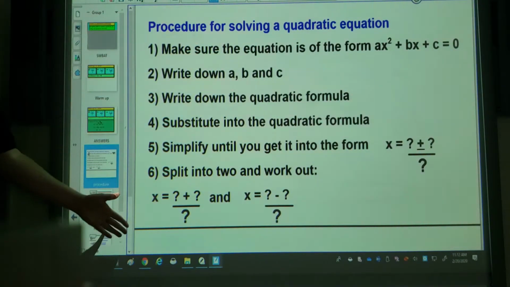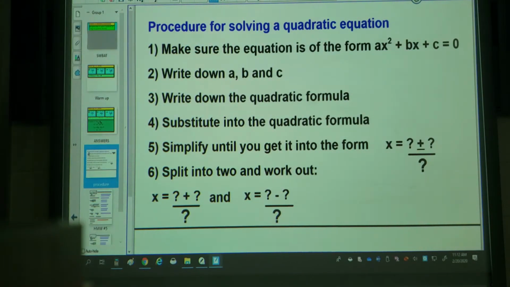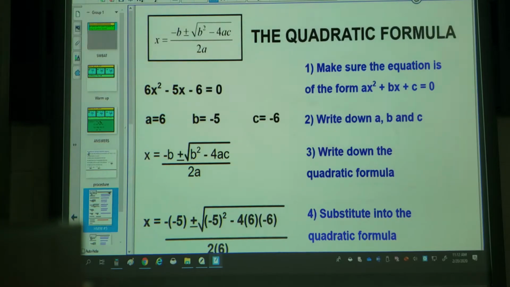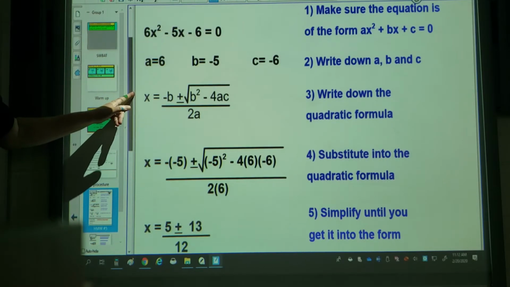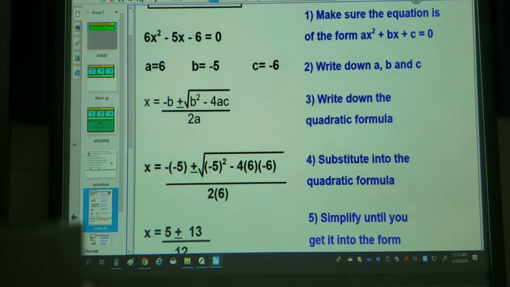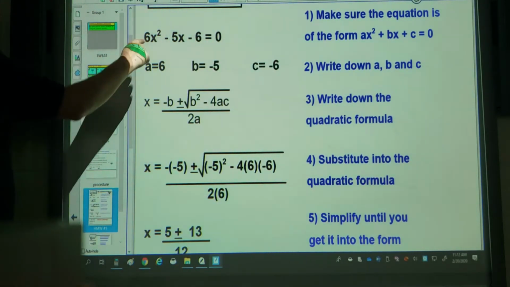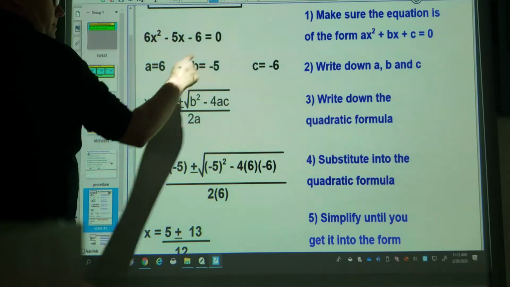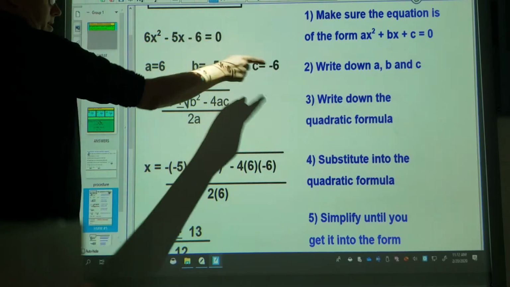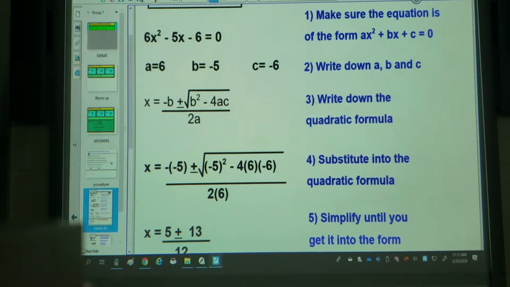Now I want to pause the video at this point, but these are the steps that we found from our previous lesson. The last question of the homework, I actually have the solution here just to talk through because I know some people found that one more difficult. So check it's equal to 0, it is. Write down your a, b, and c, making sure you pick up signs here as well. So 6, -5, -6. Always write down the formula.